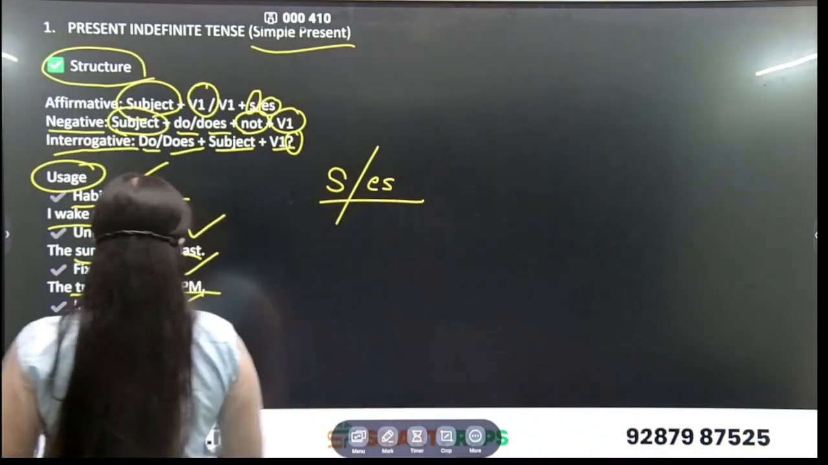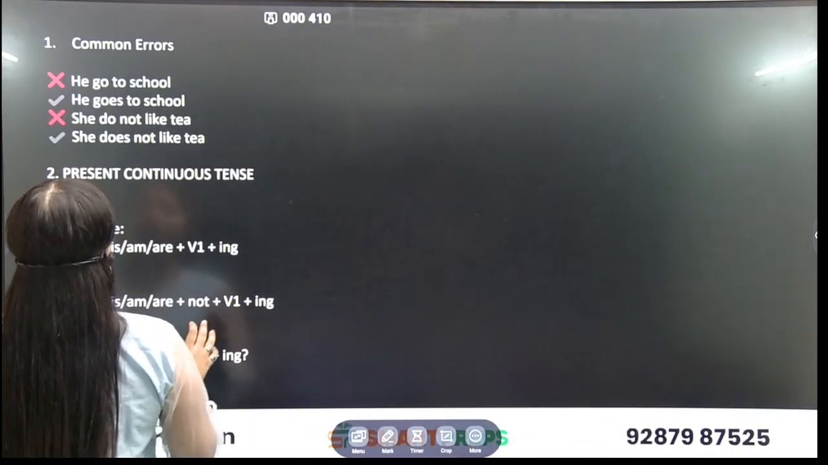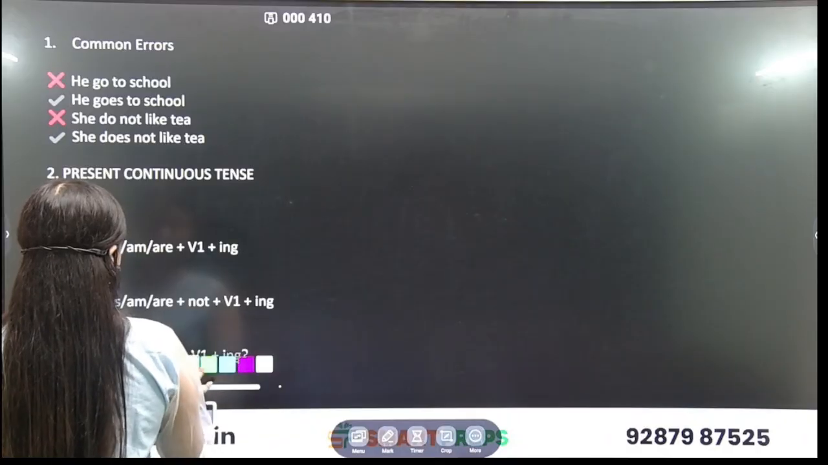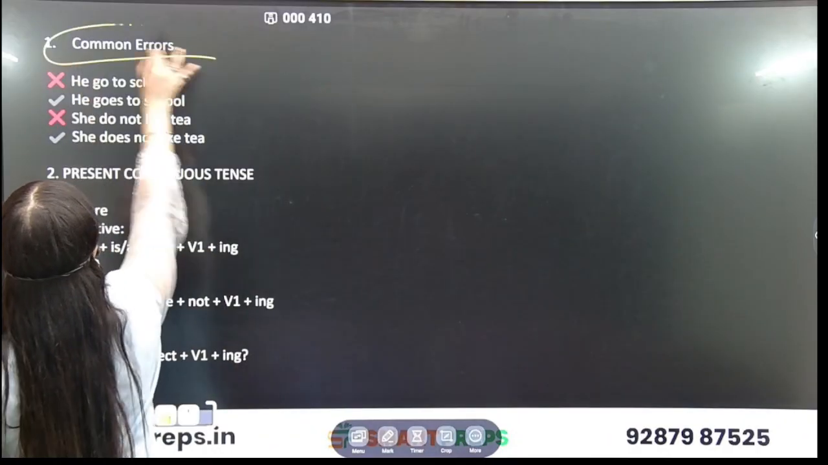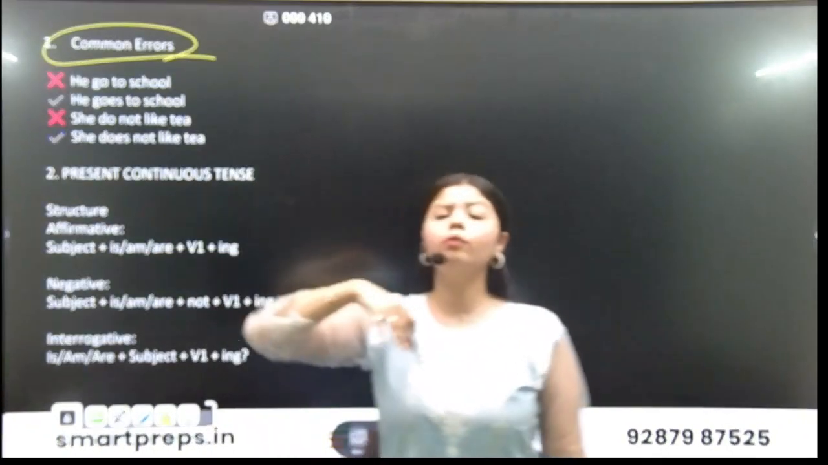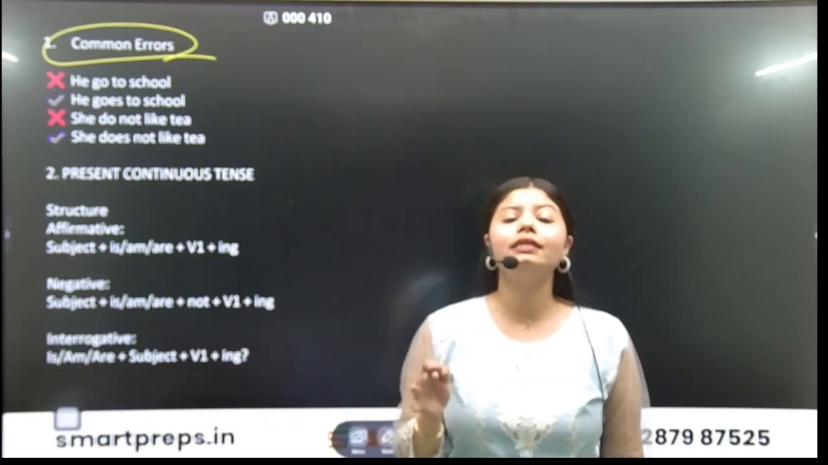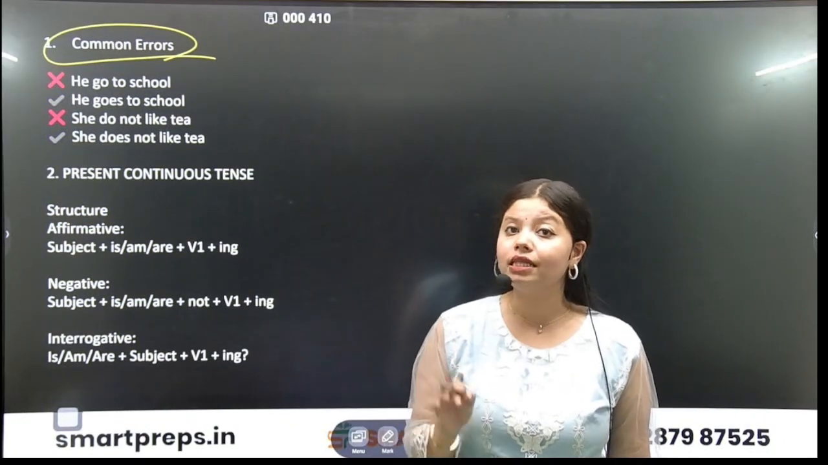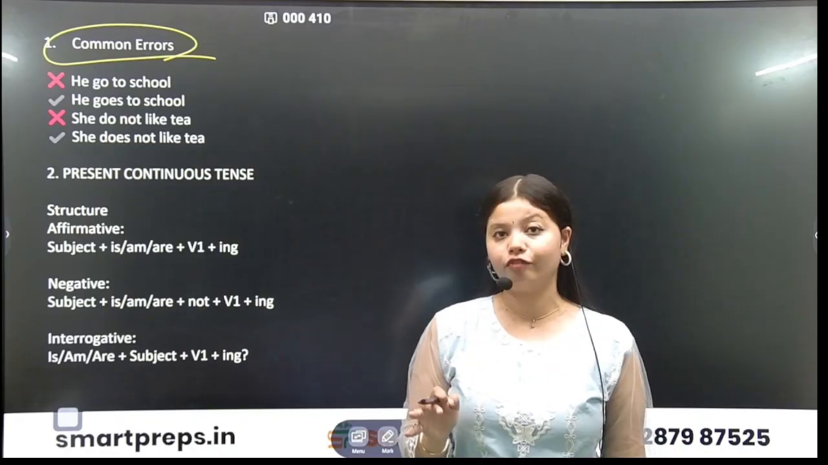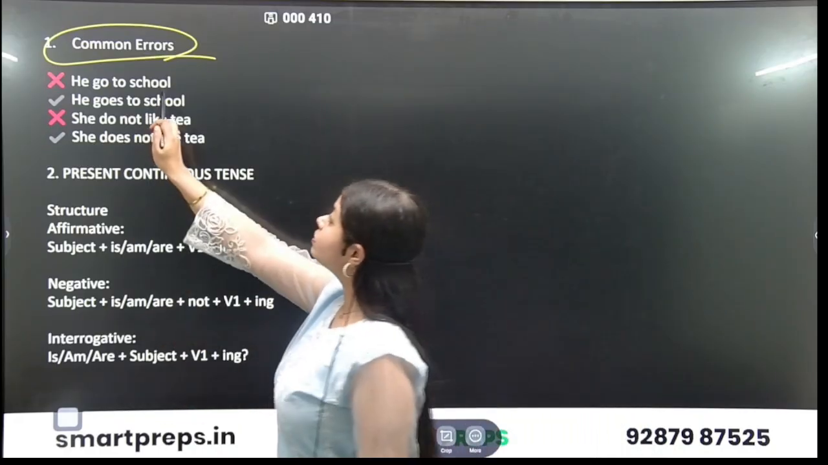Let's now move on with the common errors that we really make in this simple present tense. Before we move on to the next type, let's understand what are the common errors in this simple present or present indefinite tense. For example, just check here.